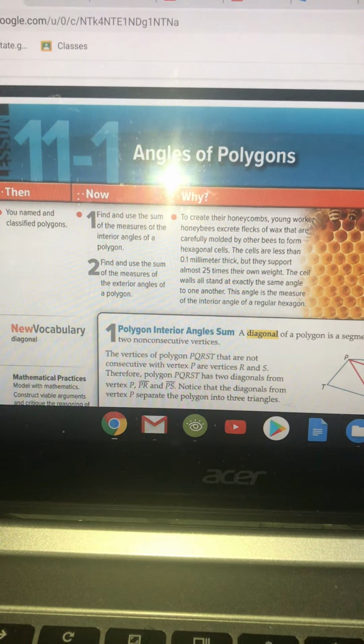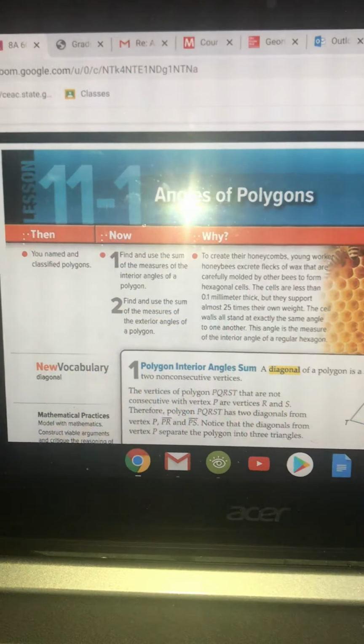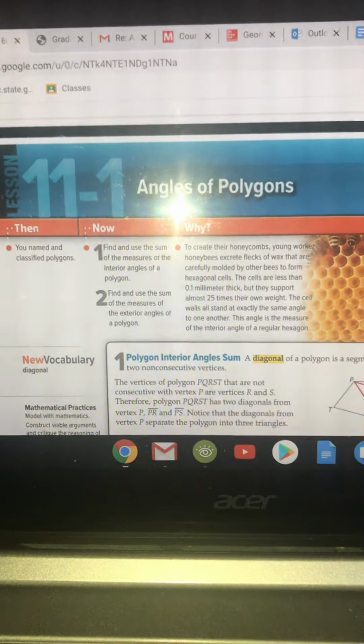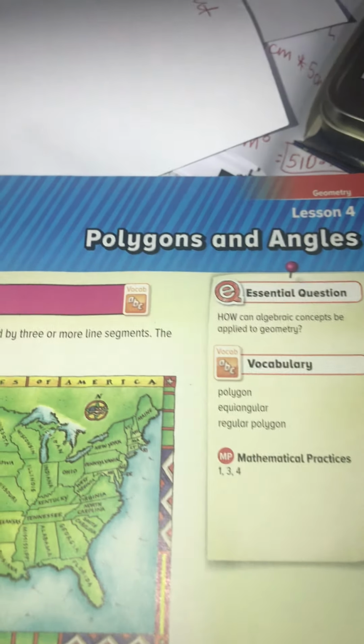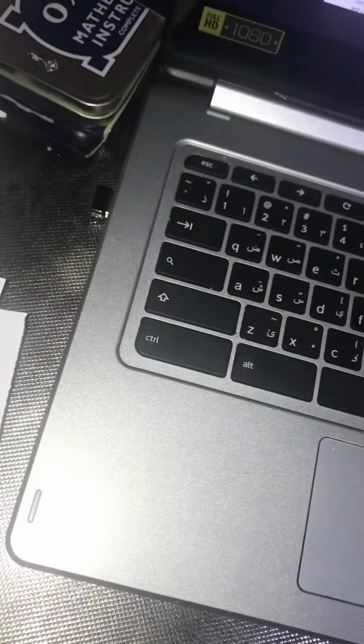Okay, we have angles of a polygon, lesson 1, chapter 11. The same thing here we did in lesson 4 in term 2. See, this is your term 2 book. That's your term 2 book, and this is lesson 4.